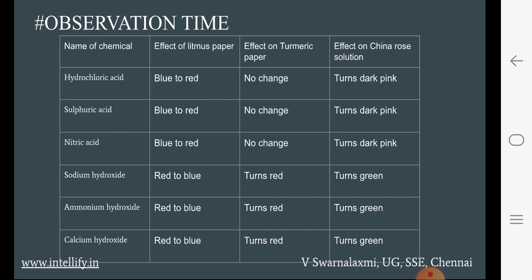So what happens over here is, with sodium hydroxide, red litmus paper turns blue in color, whereas turmeric paper turns red and China rose solution turns green. The similar observation is obtained with solutions of ammonium hydroxide and calcium hydroxide. The inference that can be drawn from here is that hydrochloric acid, sulfuric acid, nitric acid, these are all strong acids, whereas sodium hydroxide, ammonium hydroxide and calcium hydroxide are basic in nature.